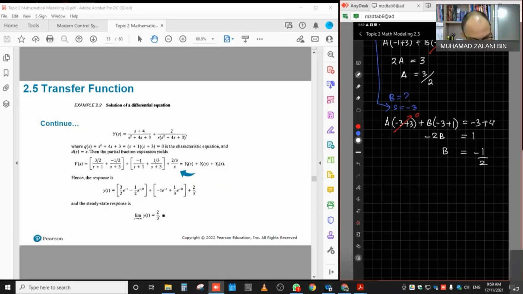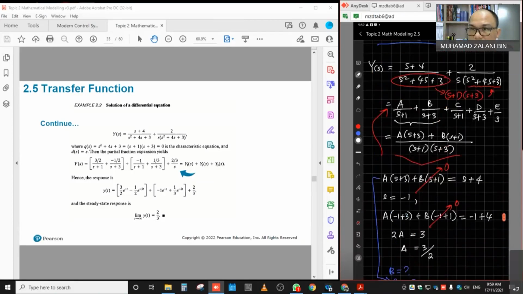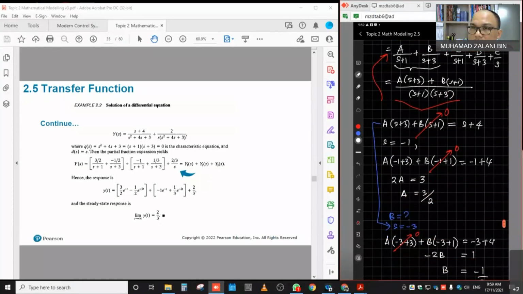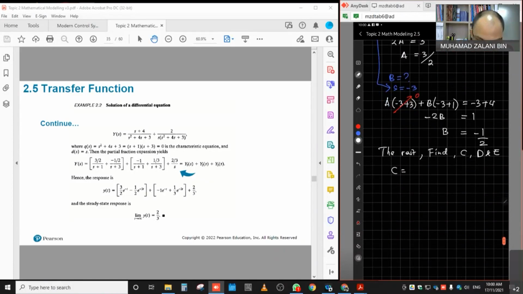So how about another term? We can do the similar thing to get another term. You can just do the exercise. In this case, let's find C, D, and E. And actually, it is given that C is -1.